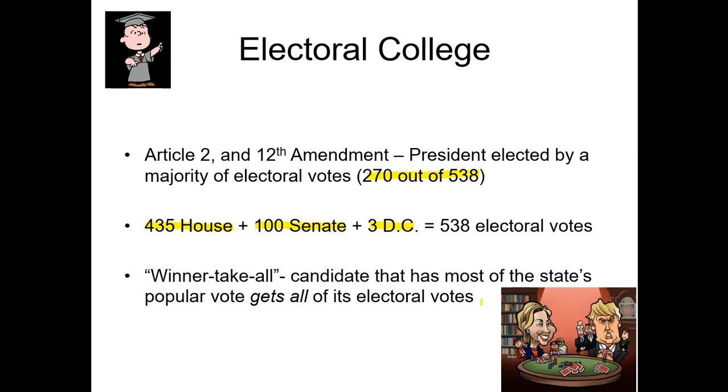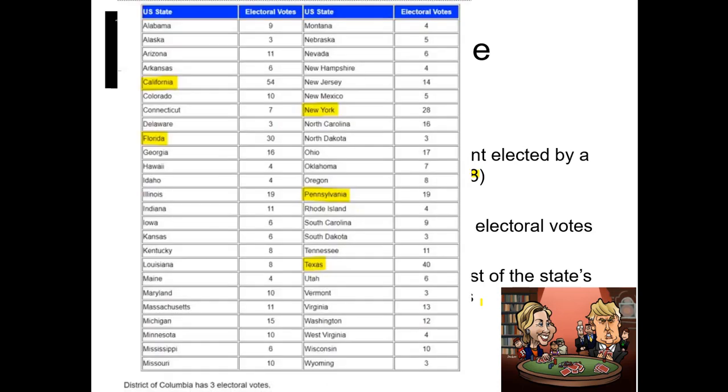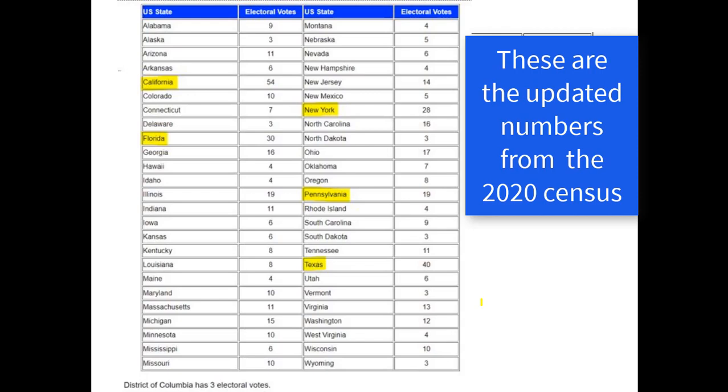Now, the Electoral College is confusing and controversial. If we have another election to where the candidate that wins the popular vote does not win the electoral vote, we might even see some movement on a constitutional amendment to revise that. Now let's look at some of the numbers here.